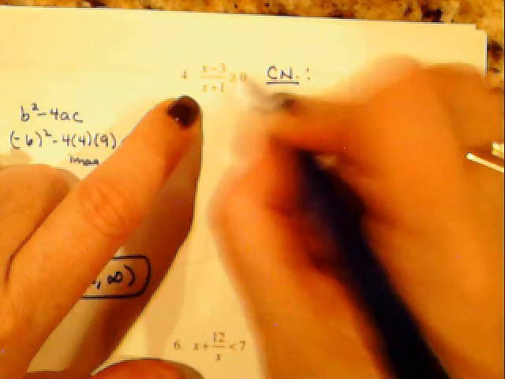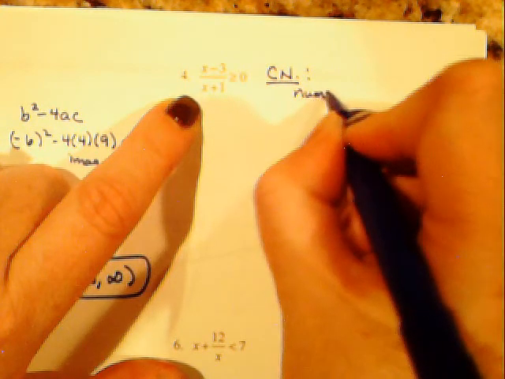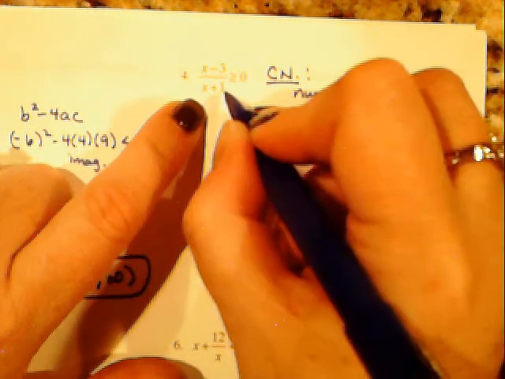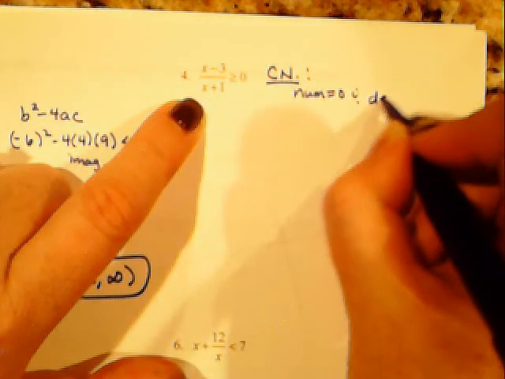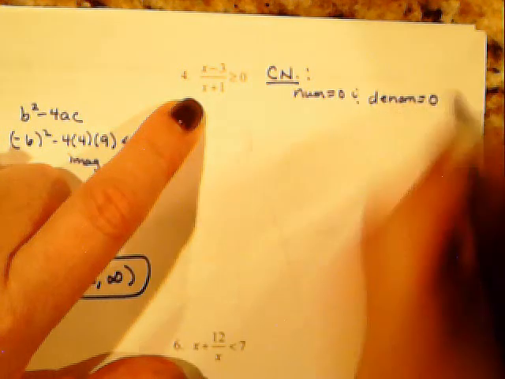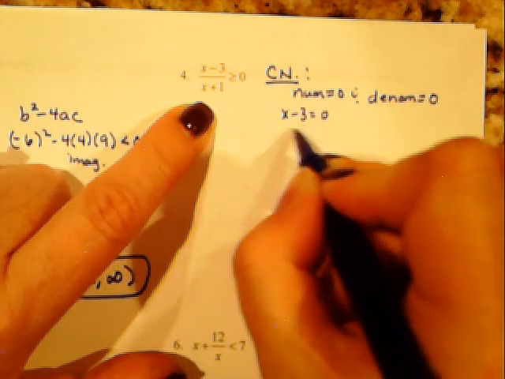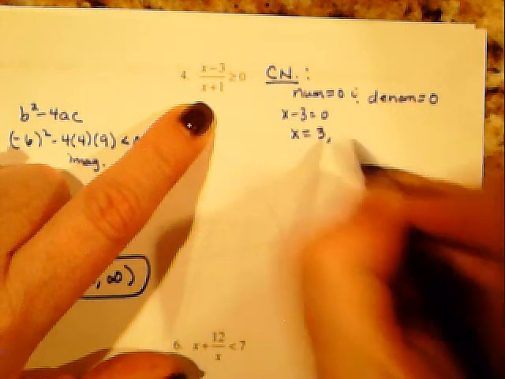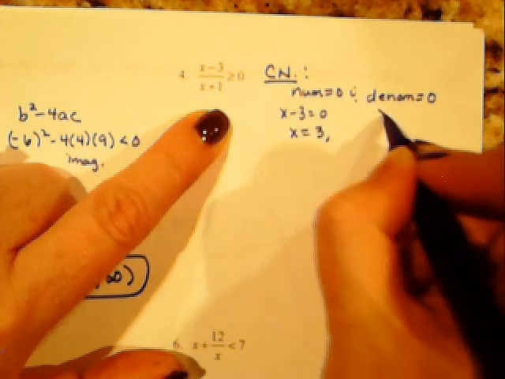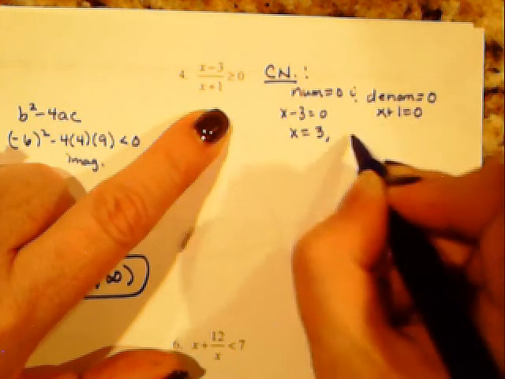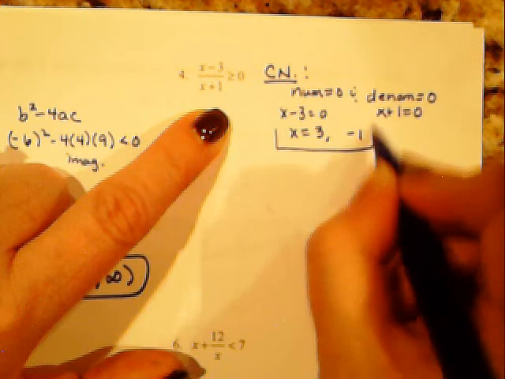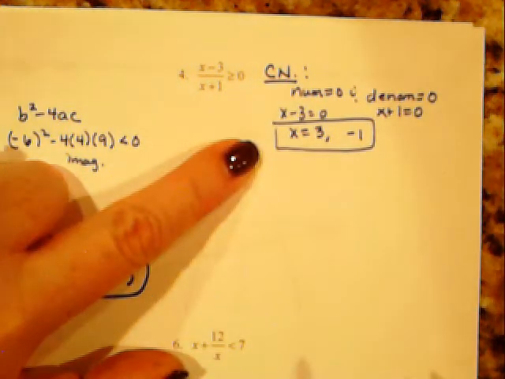So we're going to set the numerator equal to 0 and where it's undefined. So we'll have to also set the denominator equal to 0 to find your critical numbers. So when I set x minus 3 equal to 0, I end up with one critical number where x is equal to 3. When I set my denominator equal to 0, I end up with another critical number at negative 1. So my critical numbers are going to be 3 and negative 1.